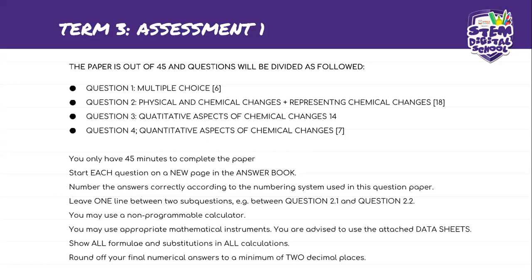You only have 45 minutes to complete the paper. Start each question on a new page in the answer book. Answer correctly according to the numbering used in the question paper. Leave one line between sub questions, for example, between question one and question two. You may use a non-programmable calculator. You may use appropriate mathematical instruments if needed. Show all your formulas and substitutions and round off your final numerical answers to a minimum of two decimal places.